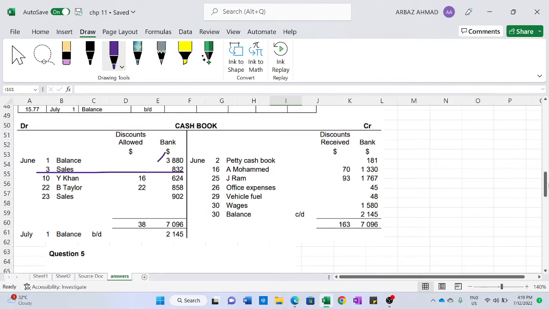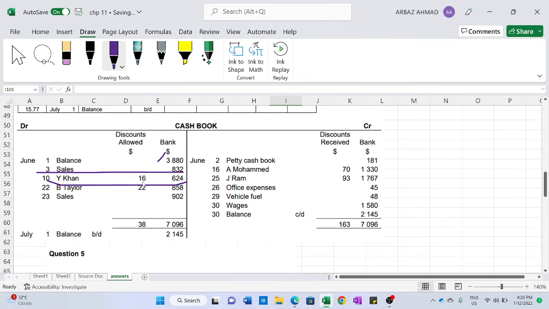So I am receiving the check. When I receive something, it's going to be on my debit side. I'm receiving the cash. And then you can calculate the 2.5% of it.